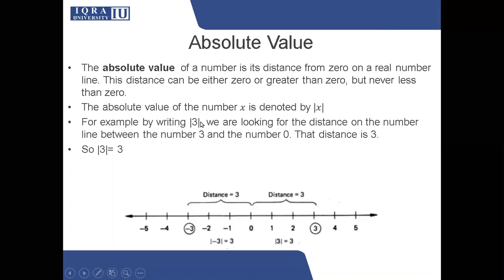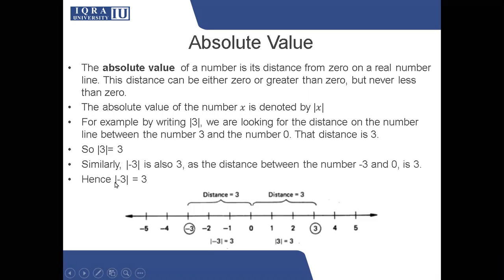For example, if I'm writing the absolute value of 3, we are looking for the distance on the number line between the number 3 right here and the number 0. This distance is 3 units, isn't it? 1 unit, 2 units, 3 units. So the absolute value of 3 is 3. Similarly, minus 3 is also 3 units away. The absolute value of minus 3 is also 3, as the distance between minus 3 and 0 is also 3, right? 1, 2, 3. So the absolute value of minus 3 is also 3.